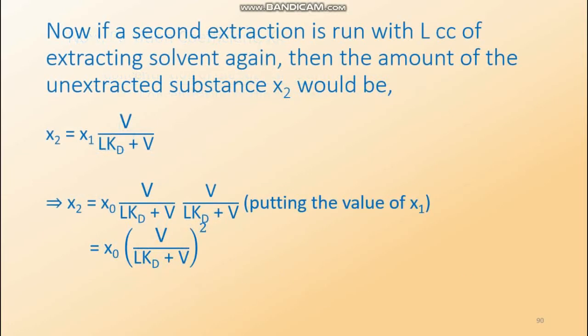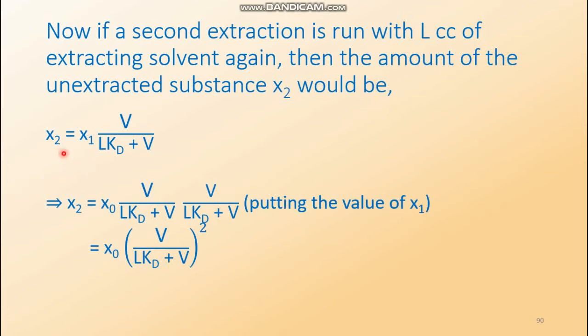Let us see. Now if a second extraction is run with L cc of extracting solvent, that means you took L cc of the solvent at the time of the first operation. Now you are taking again L cc of the solvent during the second operation. Okay, so in that case the amount of the unextracted substance, which is x2, must be expressed in terms of x1, likewise the previous equation.